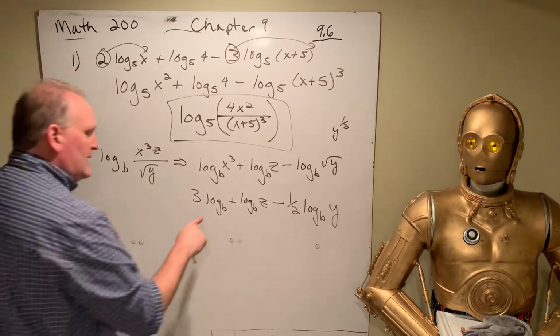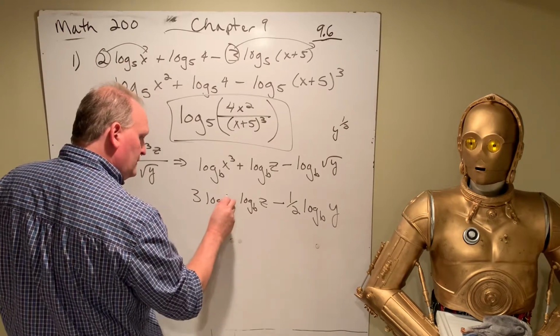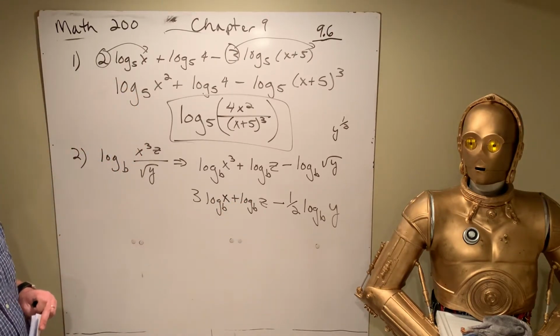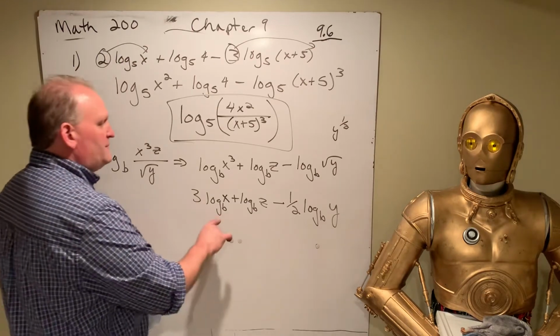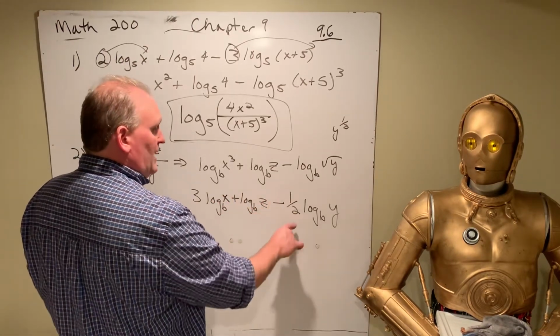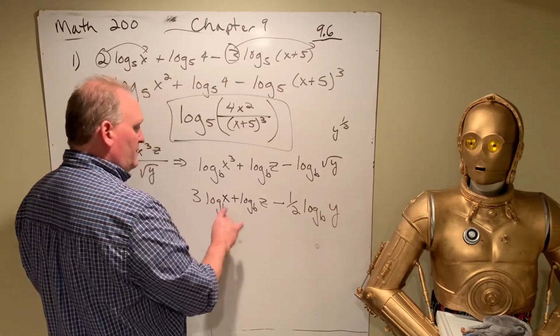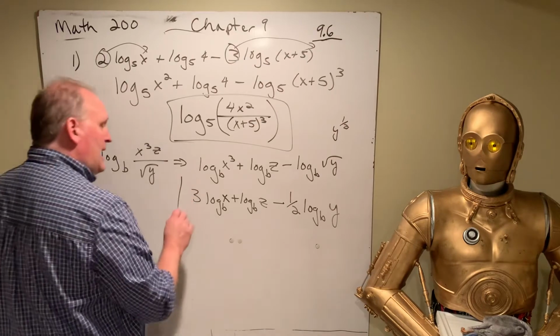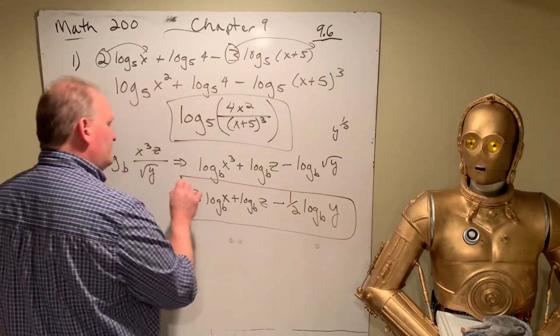Oops, wait, I forgot the x. Don't forget the x. Don't forget Percy. All right. There we go. So 3 log base b of x plus log base b of z minus 1/2 log base b of y. So that's how we get that x to the third. All right. So that is expanded form.